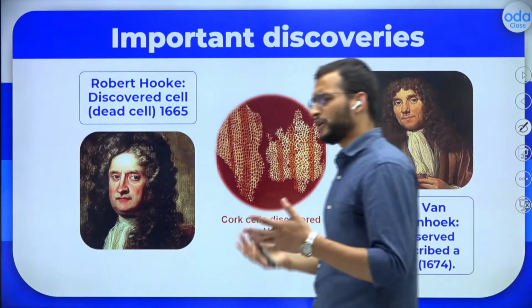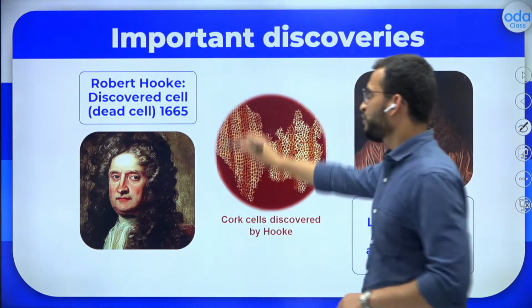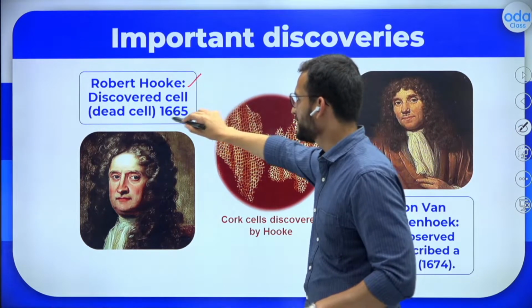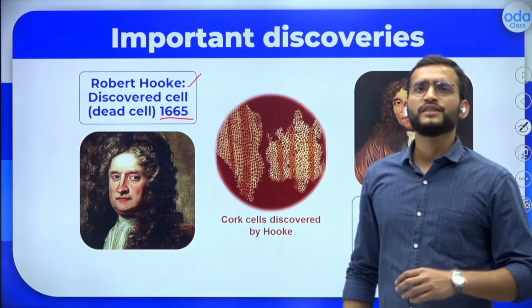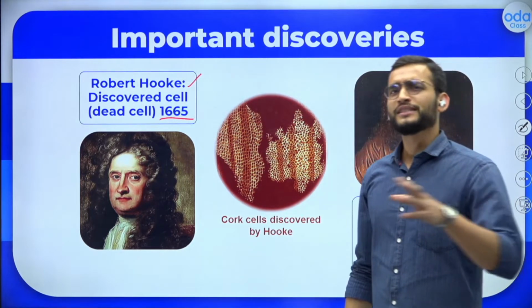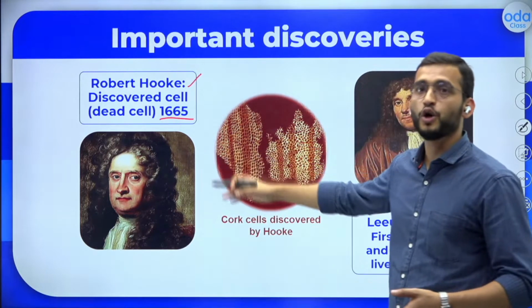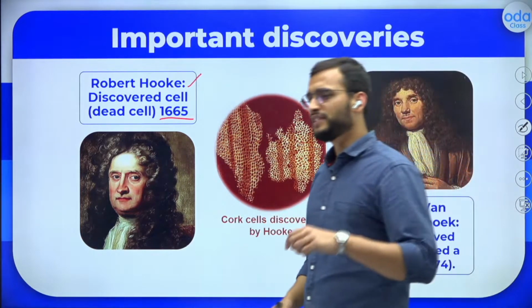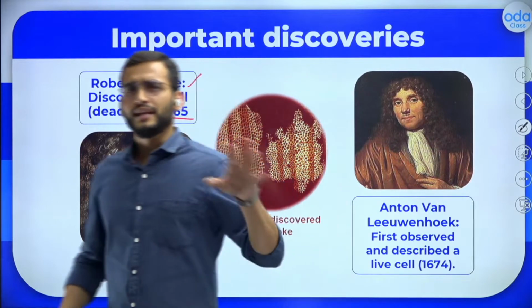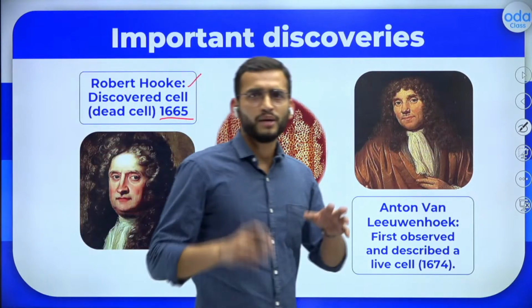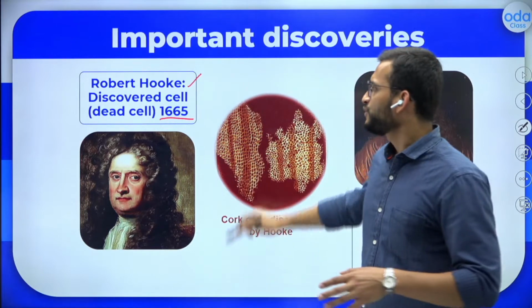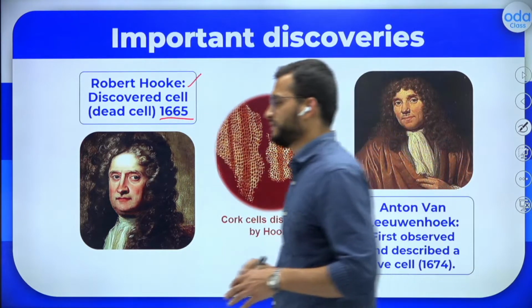So talking about some important discoveries as well. So what do you have? Robert Hooke, 1665, he observed the first cell, right? Although it was a dead cell from the bark of an oak tree plant. So he was the first one to observe the cell. And he also gave the term cellula, the Latin word for cell. Cellula means small, tiny rooms. And this was how the first cell was discovered.